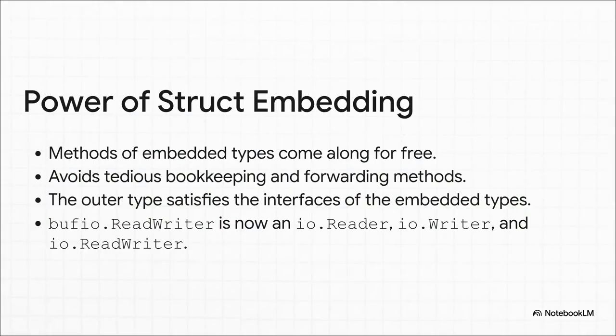So the big win here is that we get to skip all that manual labor. Our outer struct doesn't just get the methods, it also automatically satisfies all the interfaces of the types it embeds. So something like this just instantly becomes an io.Reader, an io.Writer, and an io.ReadWriter all at once.